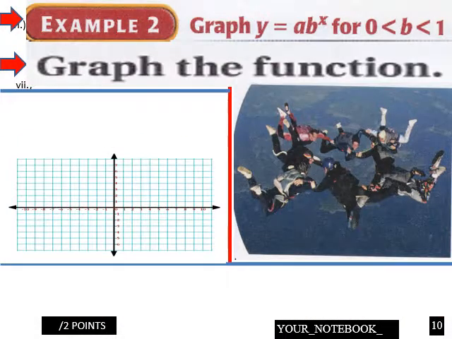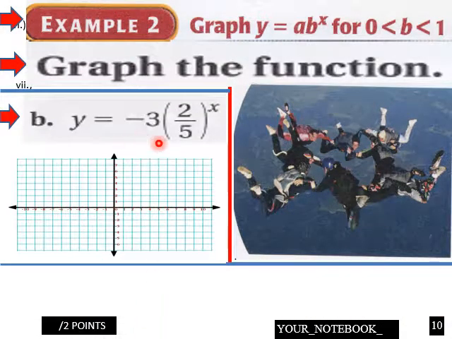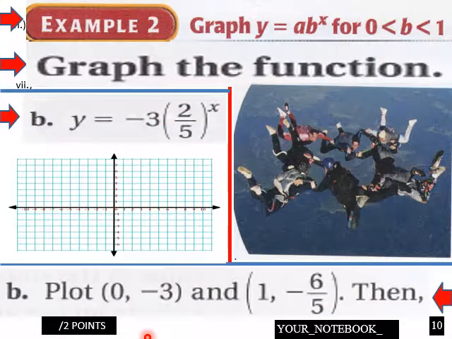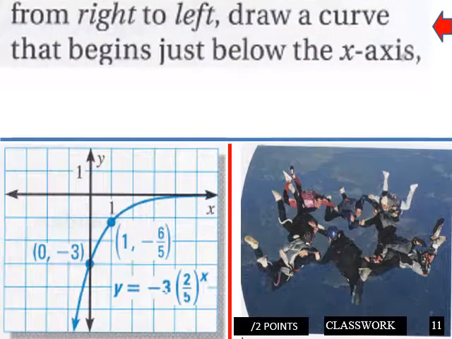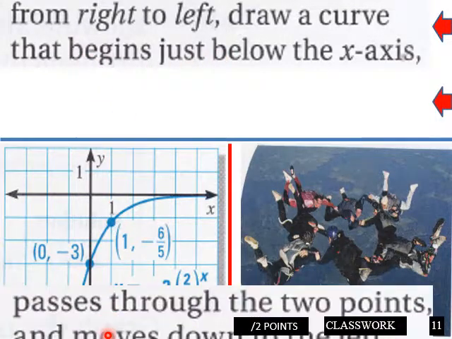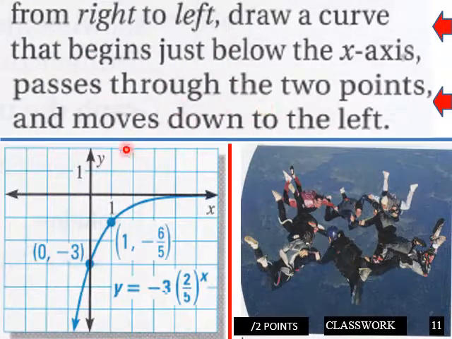Okay, example 2 again, graph the function. So we have a graph of this now. And we know just by looking at it that 0, -3, and 1, -6/5 would be 2 points you could plot to start your graphing. Here it is here. So we go up like this, that begins just below the x-axis, and then passes through the 2 points, moves down to the left. They start this way and go like that. I'd rather go like this here, but it's up to you.